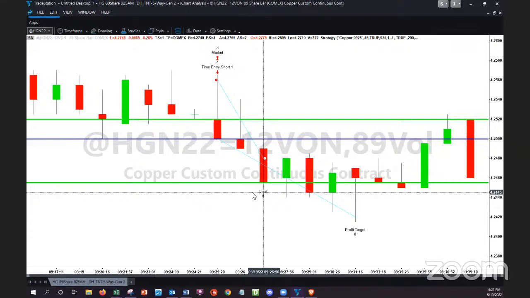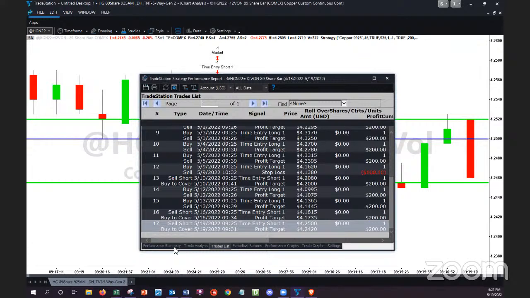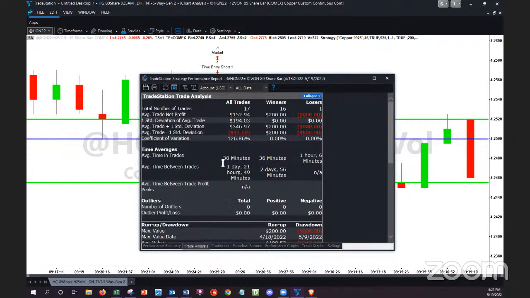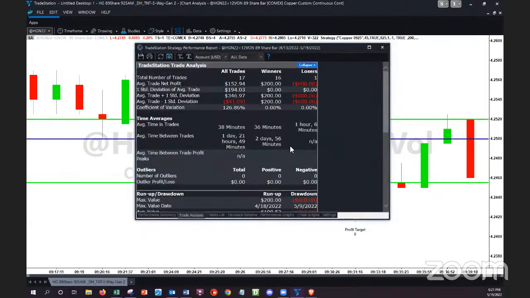Now the interesting thing on this, and the reason I set one up at 958, is that when we look at this particular one, we see our average time in trades here is 38 minutes. Which one are we looking at here? Okay, yes, we're looking at this one.